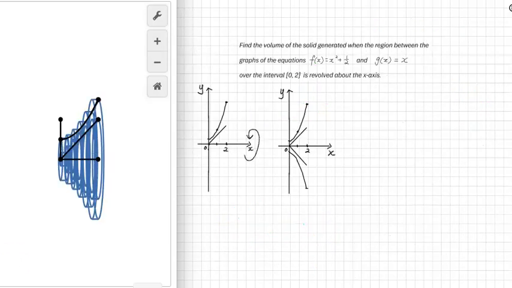Let's have a look at this example here. Find the volume of the solid generated when the region between the graphs of the equations is rotated. I have two equations here, and I drew the curves showing that it's between 0 and 2. The top one is my f of x, and the bottom one is my g of x. Now, if I rotate about the x-axis, you can see on the left-hand side there's an animation as well, so you can roughly see what it looks like. And definitely in the middle there's a hollow part.